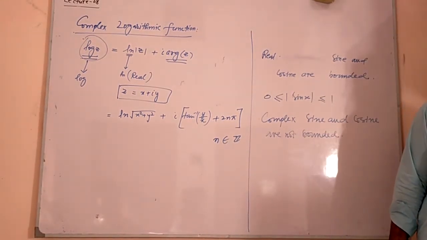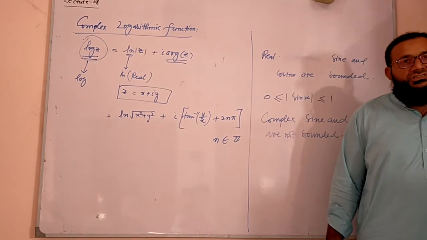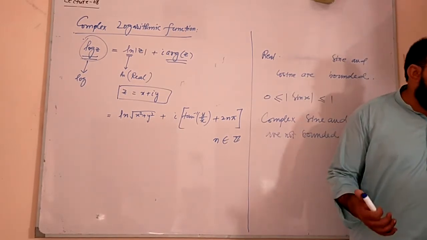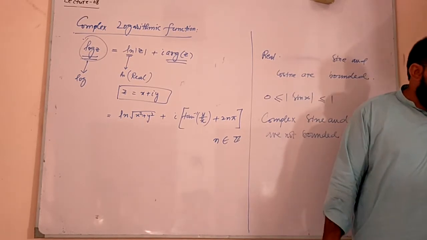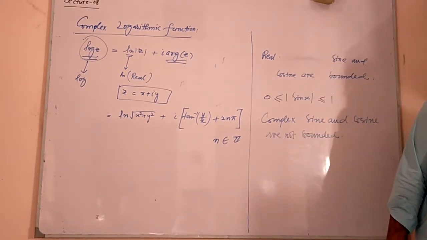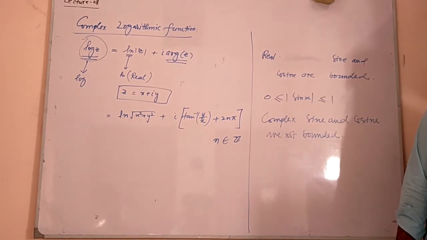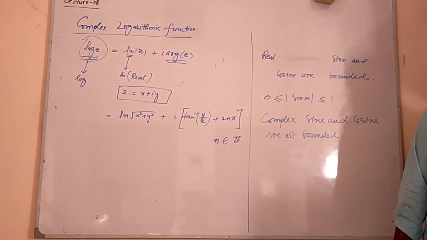And we have some usual properties for the logarithmic function, you know very well. Log of the product of two numbers is the log of the first number plus the log of the second number, and so on. So I am not going into that, but we are going to find the principal value of log z.